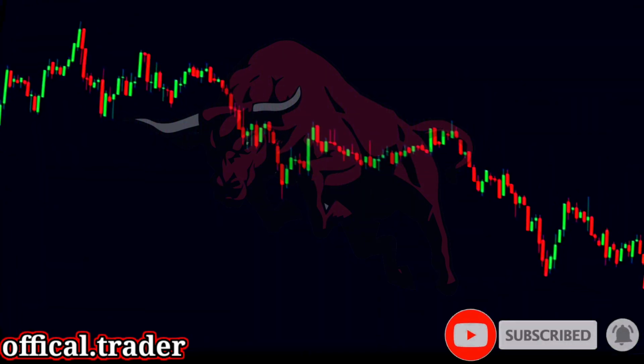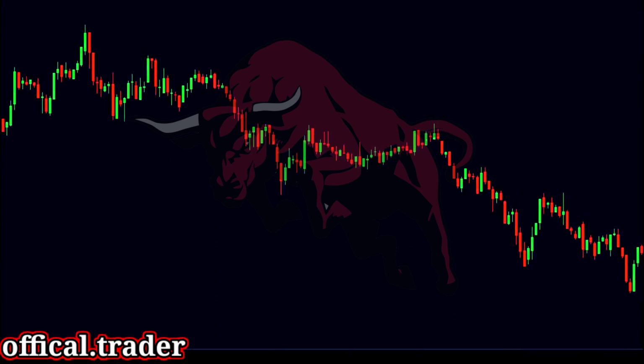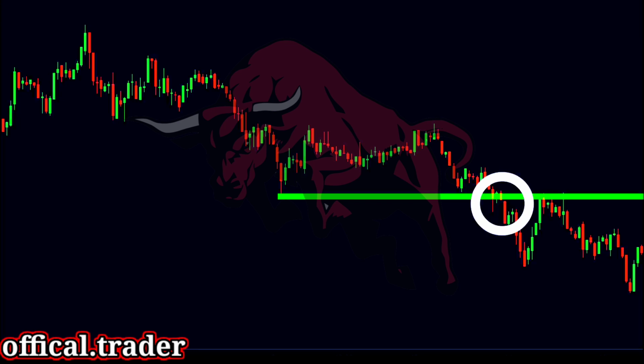Let's now look at one last example. Here, we see that the price was making lower highs and lower lows. So it is a downtrend. Now, we mark this level of support here. We expect the price to break below the support level and keep the downtrend intact. As expected, the price breaks below the support level here.